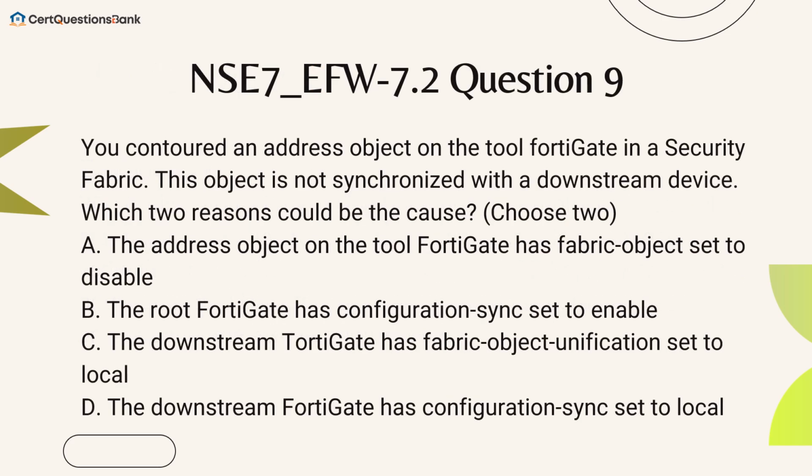Question 2. You configured an address object on the root FortiGate in a security fabric. This object is not synchronized with the downstream device. Which two reasons could be the cause? Choose 2. A. The address object on the root FortiGate has fabric object set to disable. B. The root FortiGate has configuration sync set to enable. C. The downstream FortiGate has fabric object unification set to local. D. The downstream FortiGate has configuration sync set to local.